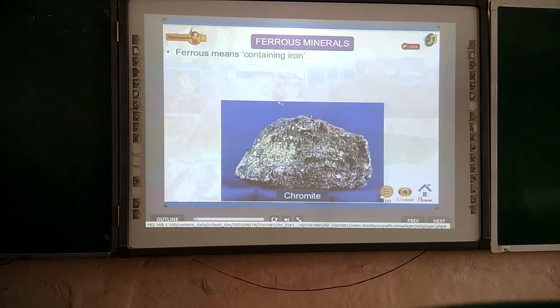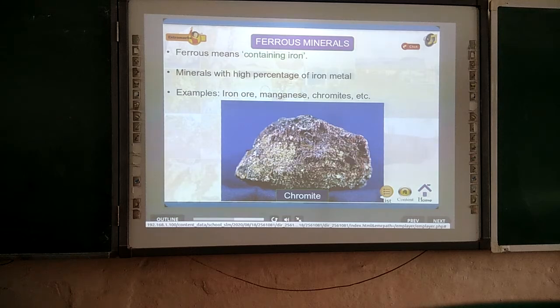Let us learn about ferrous and non-ferrous minerals. Ferrous minerals. Ferrous means containing iron. Minerals with a high percentage of iron are ferrous minerals. Examples are iron ore, manganese, chromites, etc.